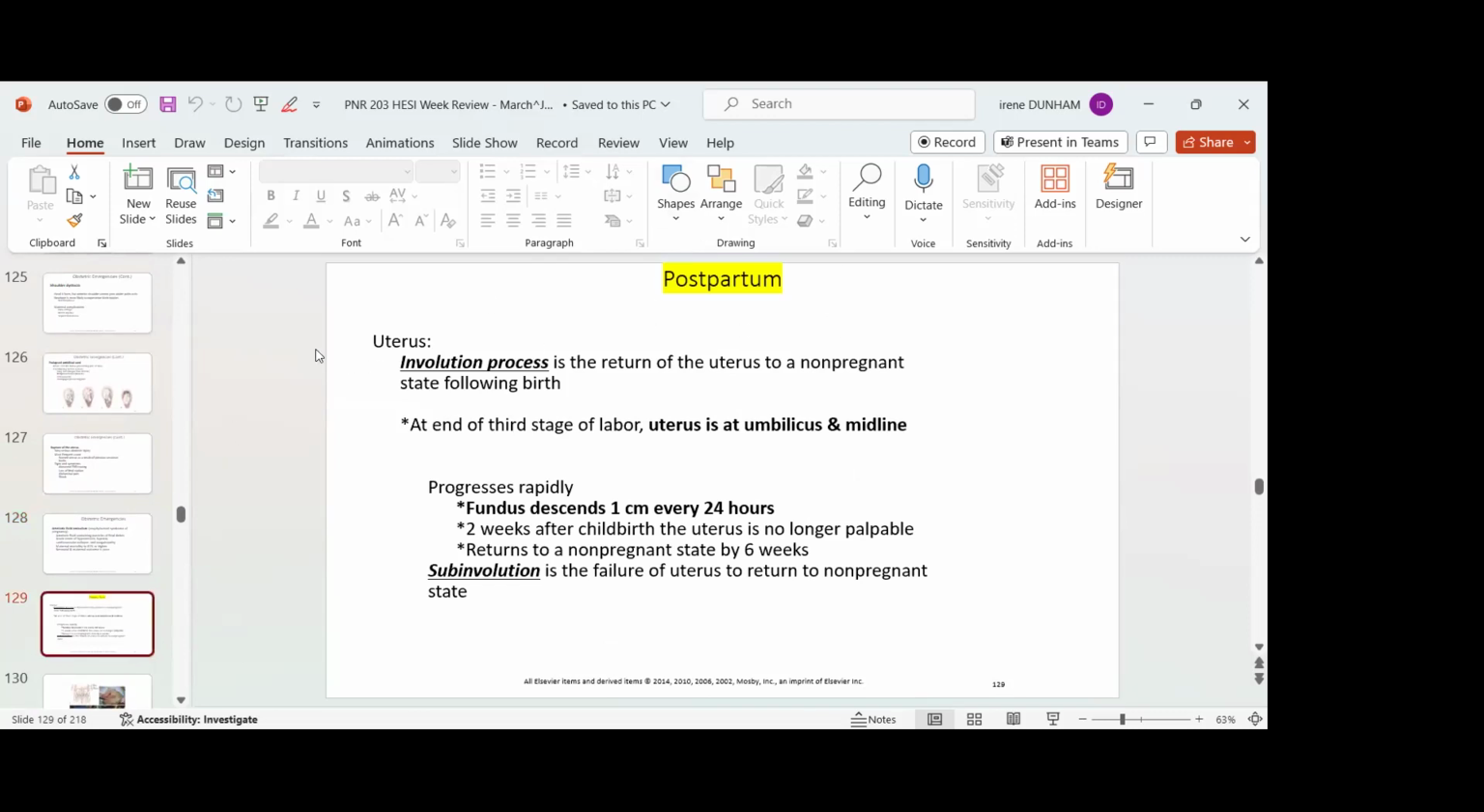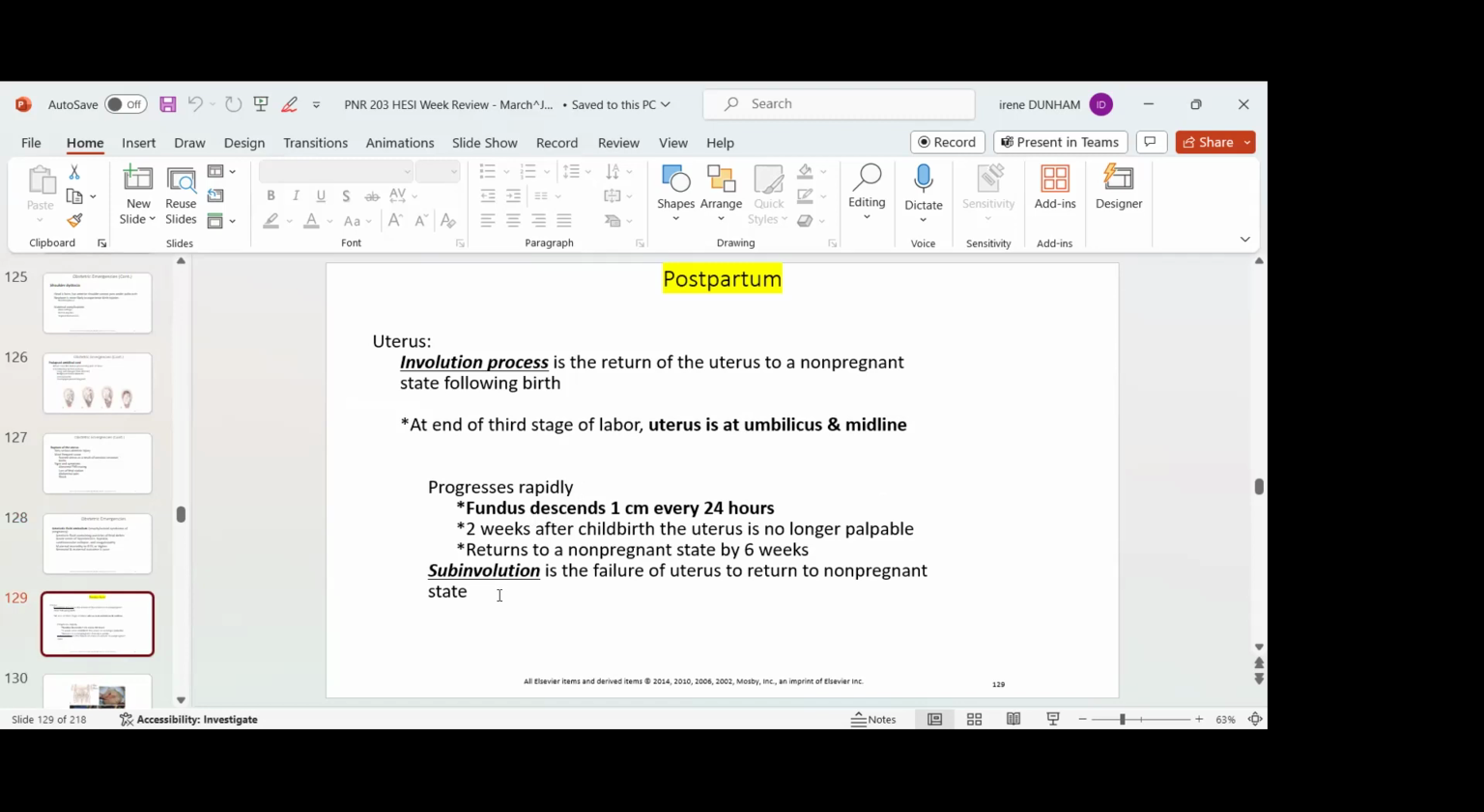Okay, postpartum. What you have to know about postpartum is how the uterus involutes. Involution goes back down to the pre-pregnancy state. It descends 1 centimeter every 24 hours. Some books say 1 to 2. That's fine. After she delivers, the uterus needs to be midline and at the level of the umbilicus. If it's above the umbilicus and deviated to the right, that means she's got a full bladder. Okay, you all got that. So we want to make sure that she is going back down to pre-pregnancy state.